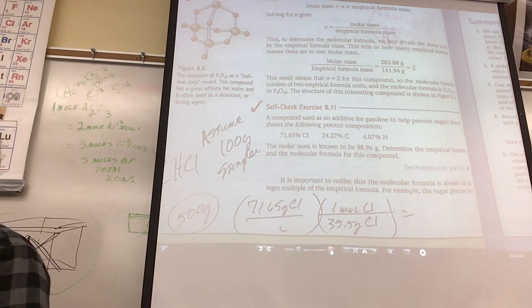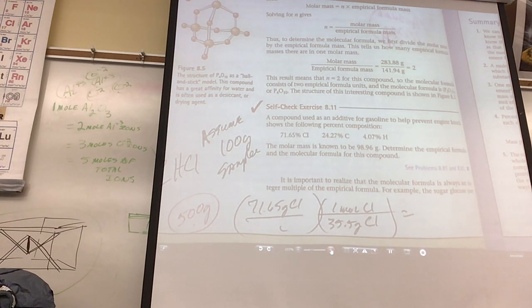What's the 98.96? I'm going to walk around the room and you can ask me. This is the one with the mass per mole. What's more mass? It's units.